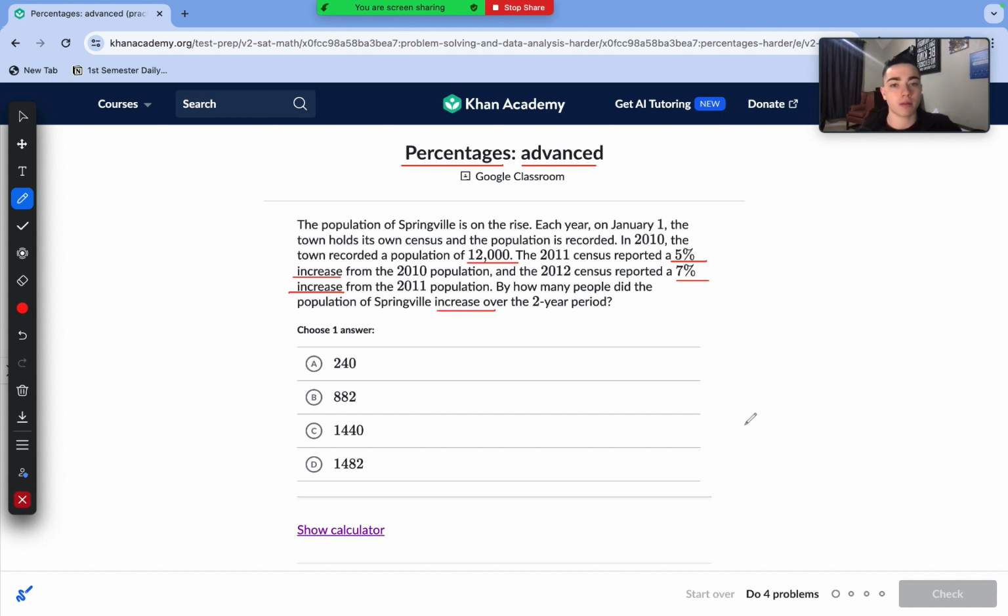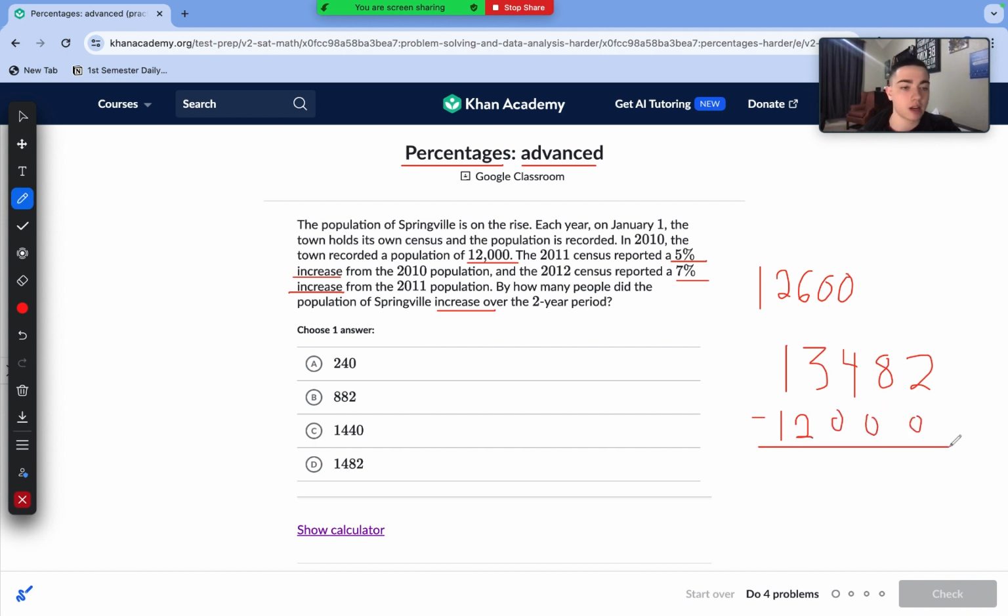Here, all we have to do is record that 5% increase to our 12,000 and then do a 7% increase on that answer. So a 5% increase on 12,000 is just 12,000 times 1.05. That is 12,600. Now we're going to multiply 12,600 by 1.07 to represent that 7% increase. Our answer to that is 13,482, but that's not what our answer is looking for. Our answer is looking for how many more we increased. So we subtract our initial amount, 12,000, from 13,482. We get 1,482. So answer choice D is correct.